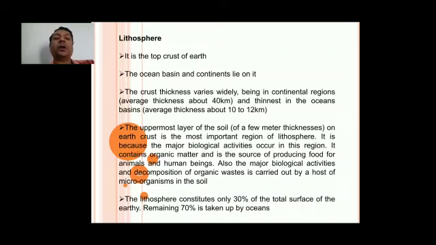Also, the major biological activities and decomposition of organic waste are carried out by a host of microorganisms in the soil. The lithosphere constitutes only 30% of the total surface of the earth. The remaining 70% is taken up by the ocean.